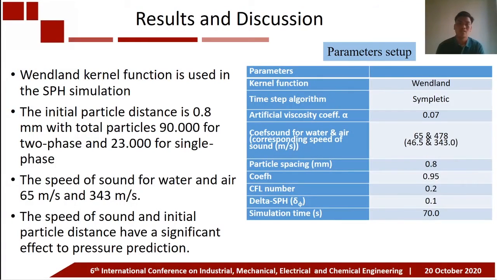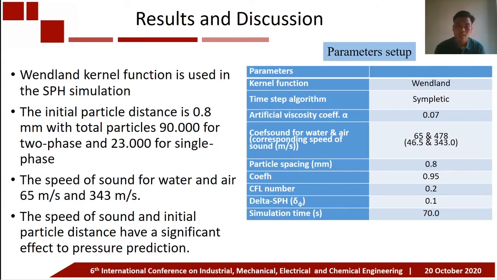So, the results and discussion. The one-line kernel function is used in the SPH simulation. The initial particle distance is 0.8 mm, with total particles of 90,000 for two-phase and 23,000 for single-phase. The speed of sound for water and air is 65 meters per second and 343 meters per second.